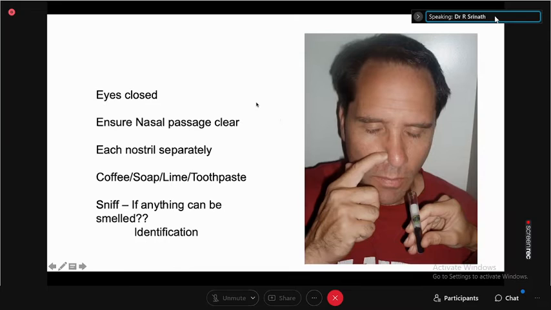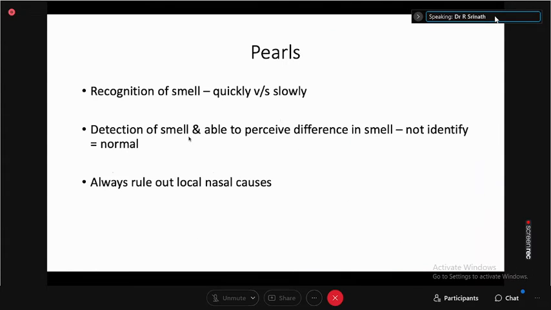So the eyes have to be closed, and after ensuring that nasal passages are clear, each nostril has to be tested separately. Like what is shown here, the eyes should be closed and one nostril should be closed, and ask the patient to take 2 normal sniffs, not a deep sniff because it stimulates the trigeminal nerve. Then 2 questions should be asked. One is if he can smell anything. If the answer is yes, then it should be asked what the smell is.